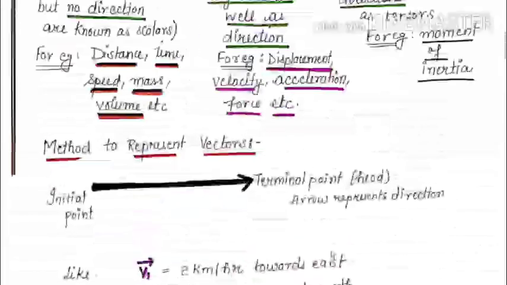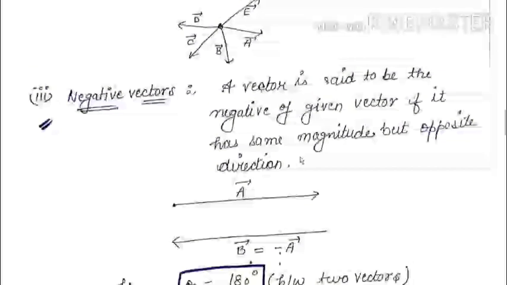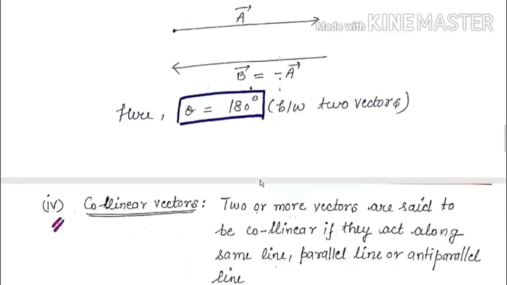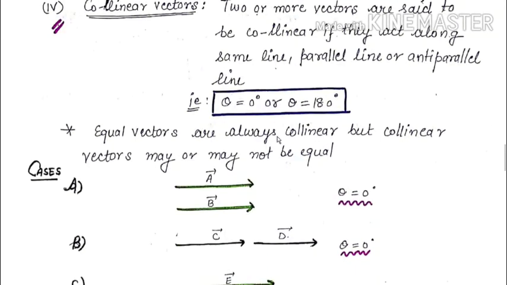In the case of equal vectors, theta is equal to 0 degrees, but in the case of negative vectors theta is equal to 180 degrees. Next is collinear vectors. Two or more vectors are said to be collinear if they act along the same line, parallel line or anti-parallel line. That means here theta would be 0 or 180 degrees. Two equal vectors are said to be collinear, but two collinear vectors may or may not be equal vectors, because collinear vectors may have 180 degrees. So having 180 degrees is not called equal vectors.